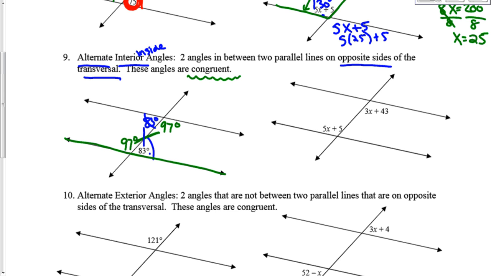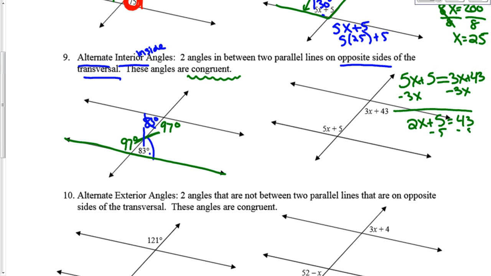Okay, let's take a look over here. Once again, using our information to solve the problem. Read carefully. The angles are congruent. They are equal. Use that information to set up the equation. 5x plus 5 is equal to 3x plus 43. All right, I'll subtract 3x on both sides. I get 2x plus 5 equals 43. I'm going to subtract 5. I get 2x equals 38. So therefore x is equal to 19.